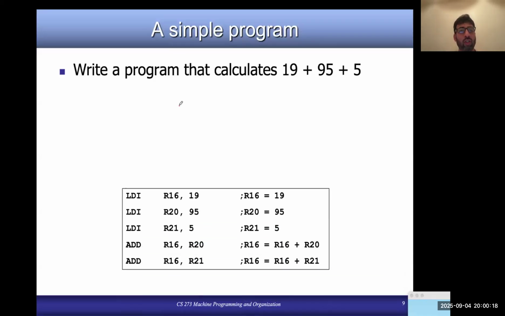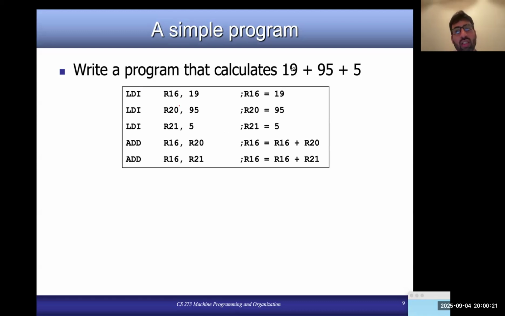Okay, so again, it's straightforward. You first load these immediate values into three different registers. Actually, you can also use two registers, but to keep things simple, you can use three different registers. You load 19 into R16, 95 into R20, and 5 into R21. Then you say add R16 and R20, so now you have the result of 19 plus 95 in R16. Then you say add R21 to R16, and now you have the result of the overall addition in R16.